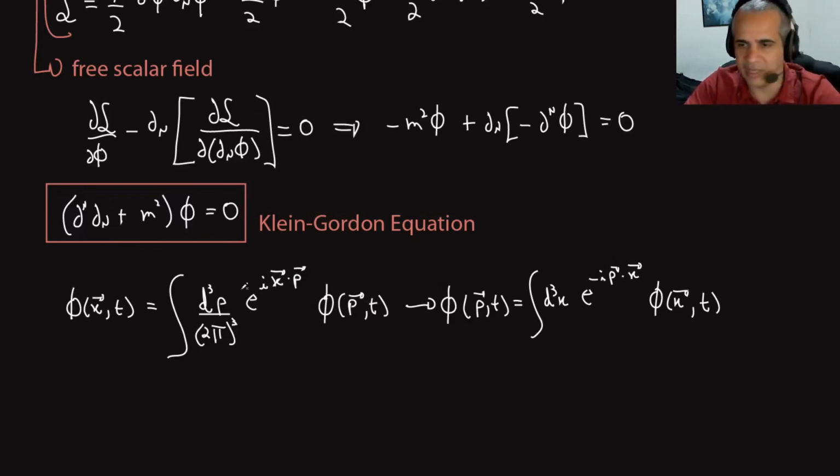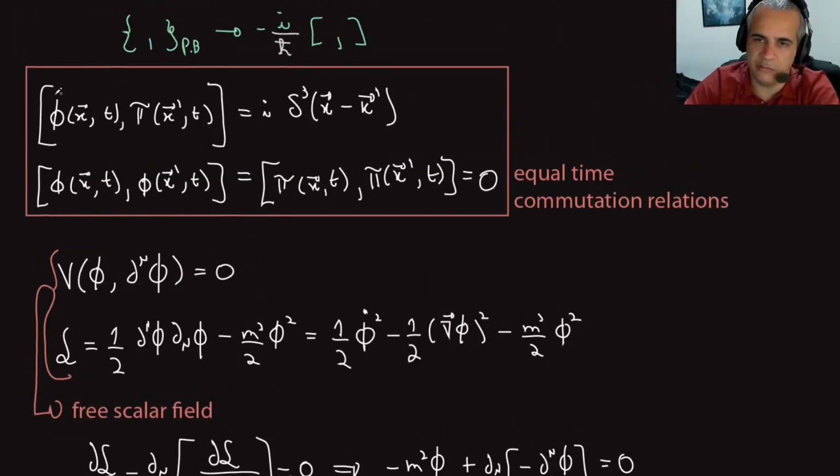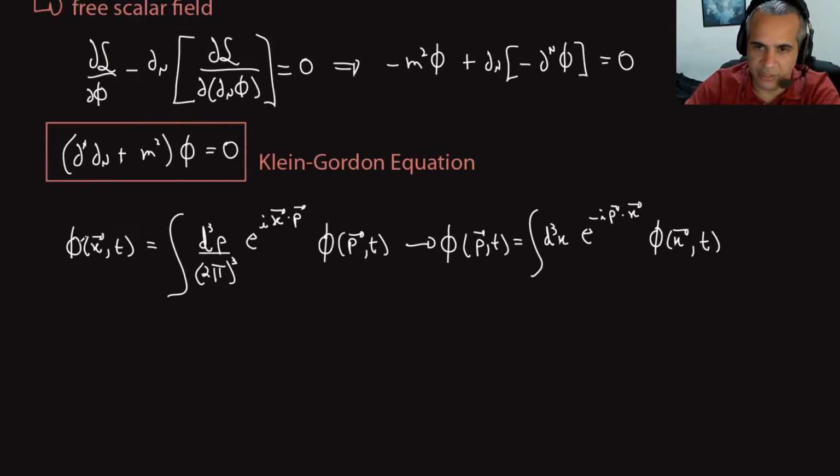And of course, as I said, I'm going back and forth between fields and operators, or classical and quantum, right? Because in this case, once I impose the commutation relations here, these become operators. What I need to happen in order for this to be real is that the operator phi dagger needs to be equal to phi.